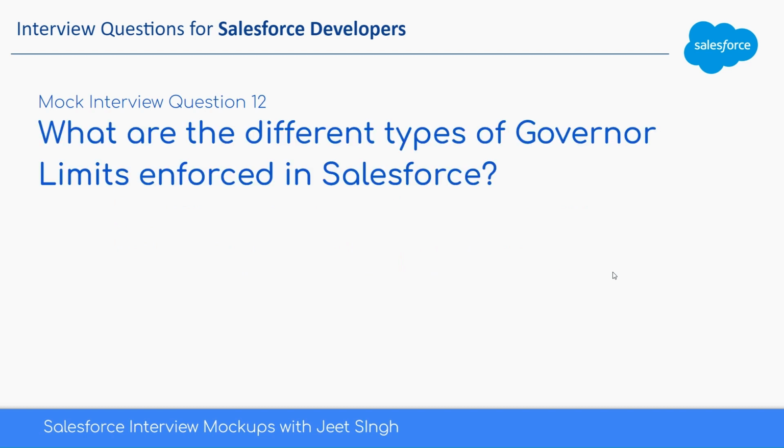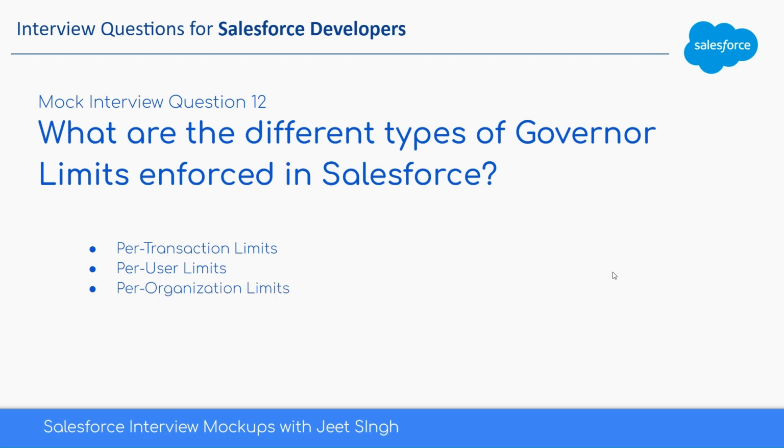What are the different types of governor limits enforced in Salesforce? There can be quite a few different types of governor limits, such as per transaction limits, which apply to each transaction, such as CPU time, heap size, and number of DML statements, SOQL queries, and SOSL queries. Then we have per user limits, which are specific to each user session, such as concurrent asynchronous Apex method executions, email invocations, and callouts to external services.